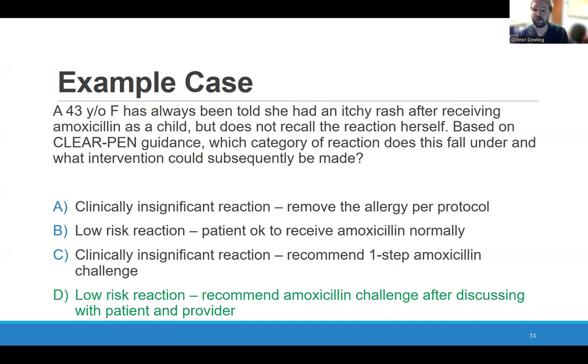And for this, we would actually see this as a low-risk reaction. We have this patient that did have the history of an itchy rash. It happened to them as a child. They might not be fully sure, but that is what they've been told throughout their whole life, but doesn't recall the reaction herself. We're going to have that low risk reaction here and recommend an amoxicillin challenge after discussing with the patient and the provider to make sure all parties are in agreement, well educated on the matter, and just how we could go forward with this and hopefully be able to challenge and delabel this patient's allergy history.